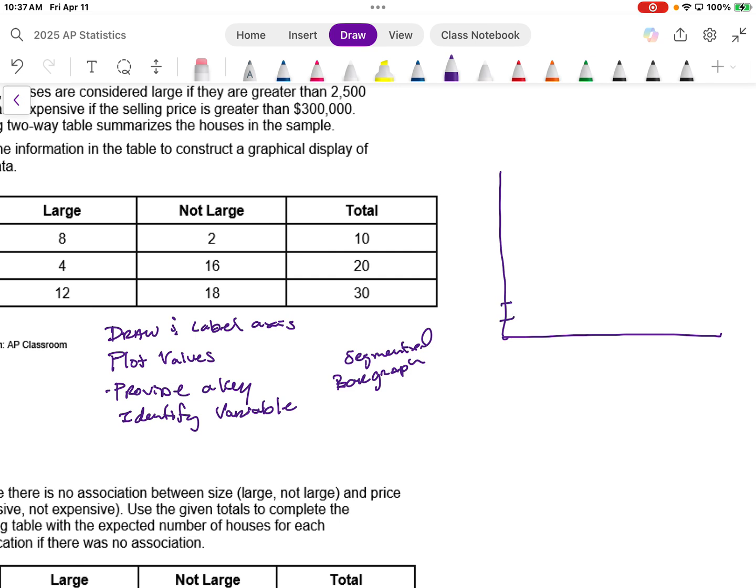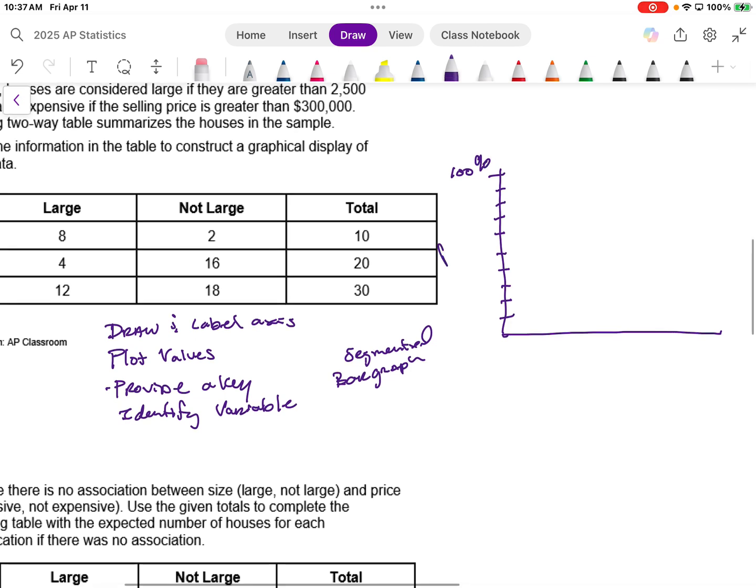So 1, 2, 3, 4, 5, 6, 7, 8, 9, 10. That's 100%. As I label my axis here, I'm doing percentages on this vertical axis. So this is my relative frequency.